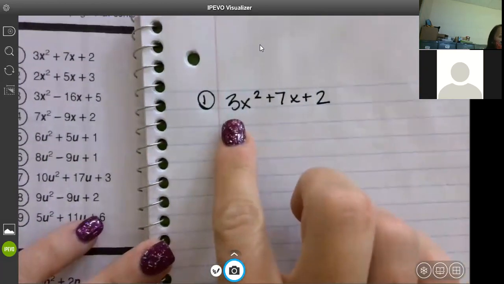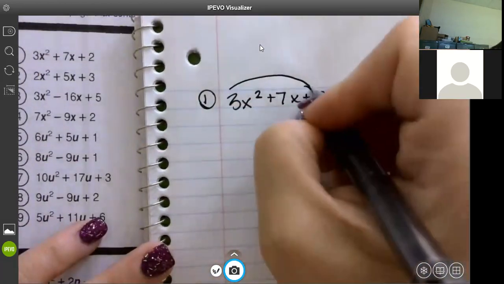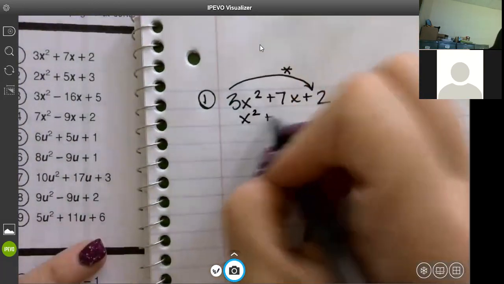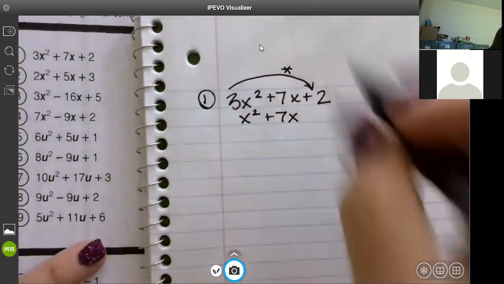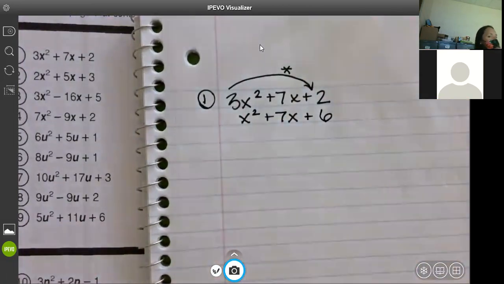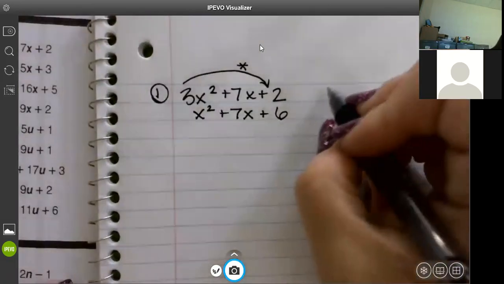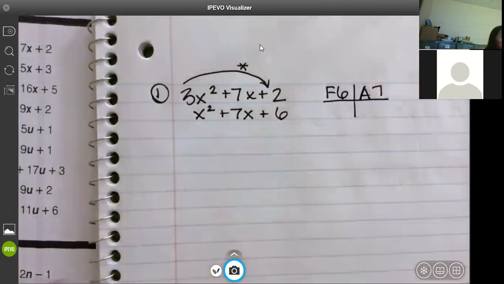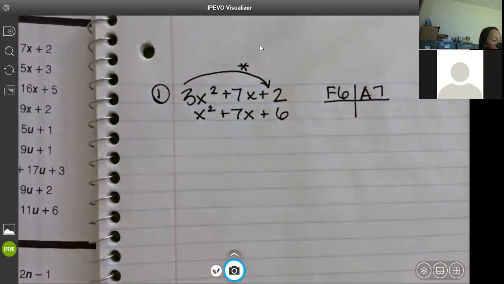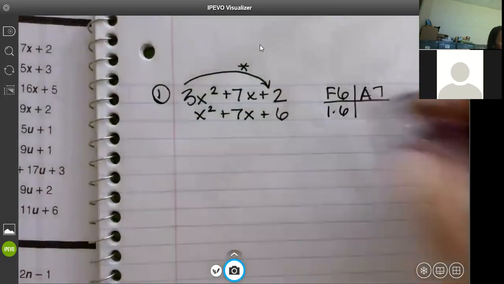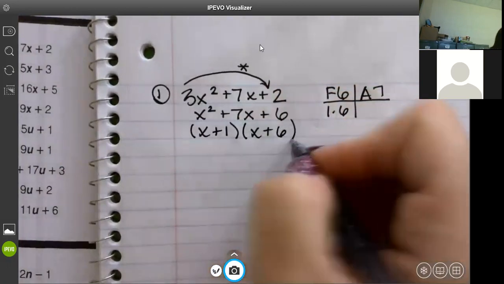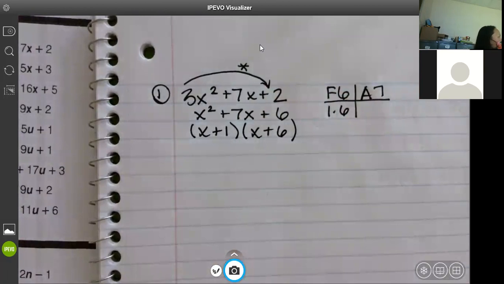Because we have a number in front, we slide it to the back and multiply it. So that leaves us with x squared plus 7x, and 3 times 2 is 6. We find factors of the last, so factors of 6 that add to 7. What are your factors of 6 that add to 7? 1 and 6. So we do x plus 1 and x plus 6. That's cheater method.